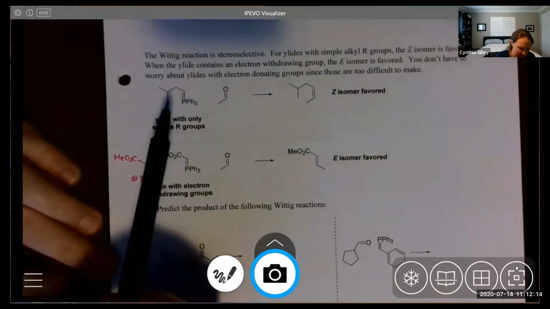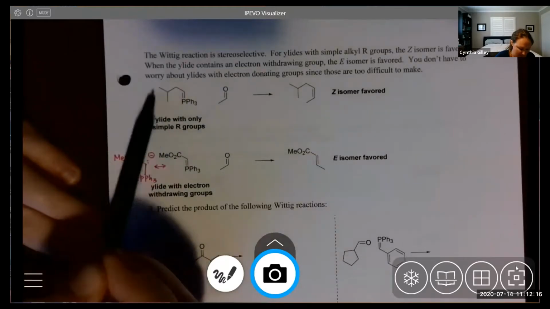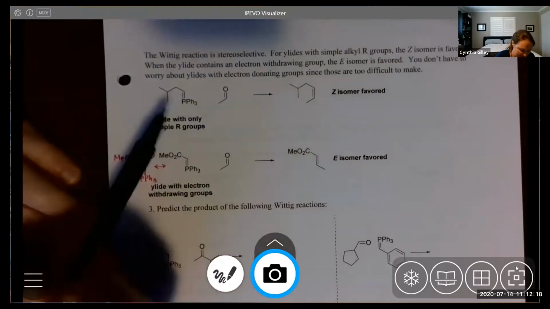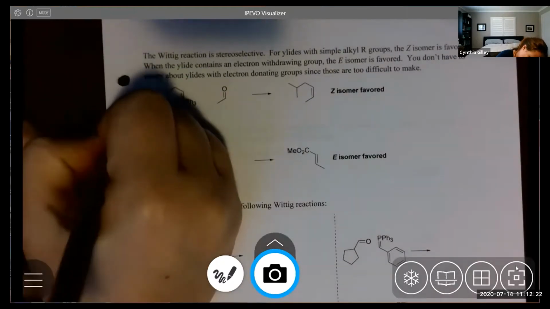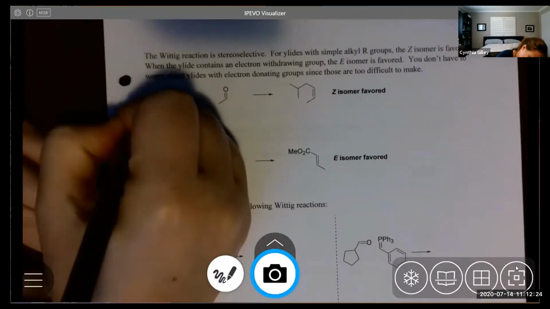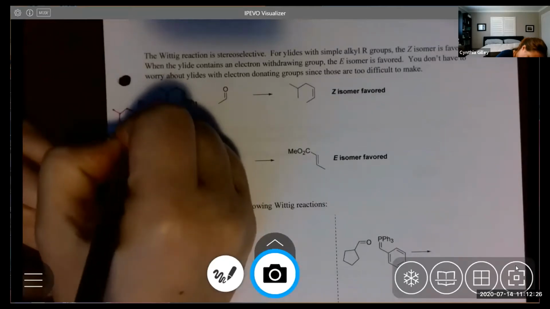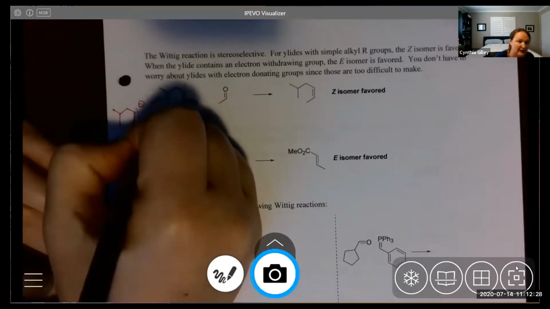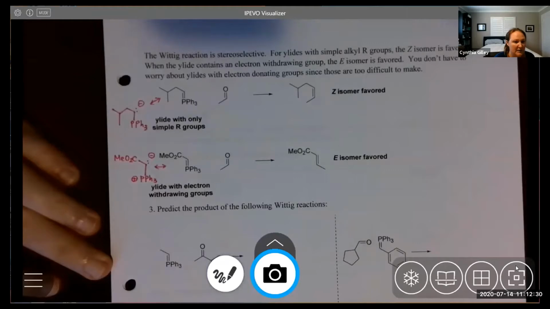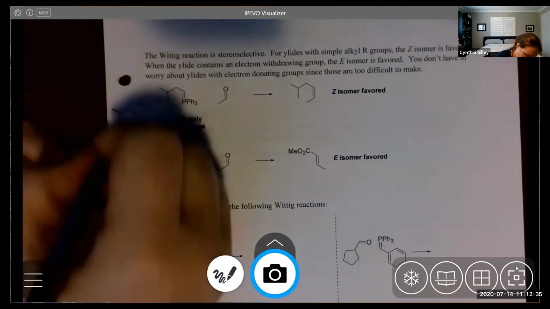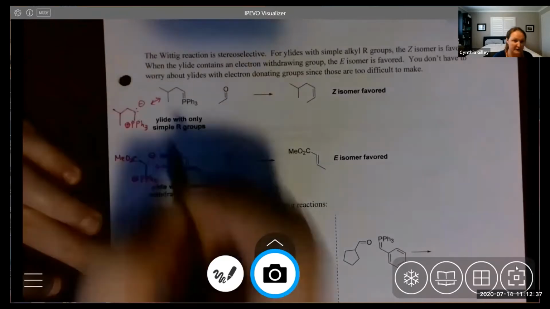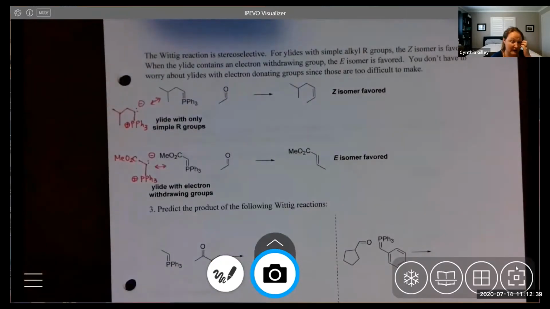And if you imagine this case, the alternate structure here is not stabilized. The negative charge is just next to an alkyl group. And alkyl groups, as you know, are weakly electron donating. So they don't stabilize the negative charge at all. So this reaction is the kinetically favored process, and we end up getting the Z isomer.